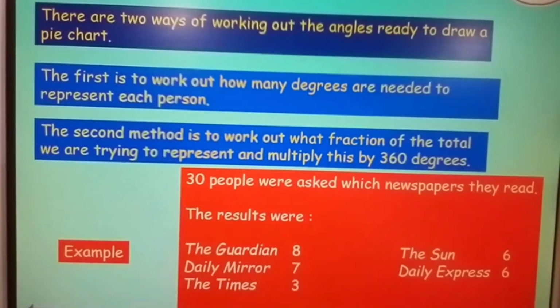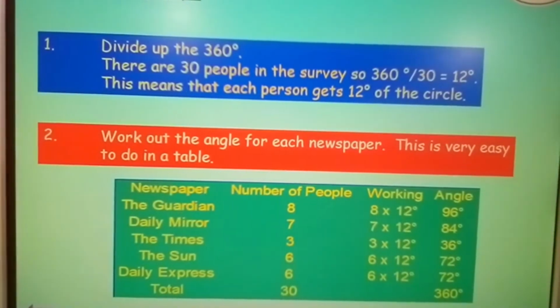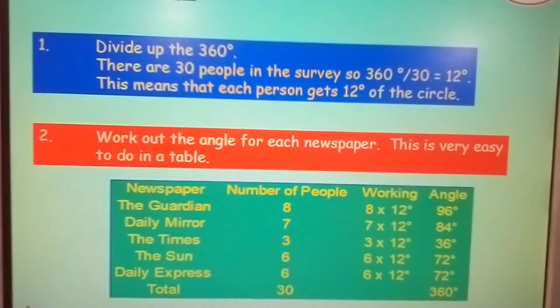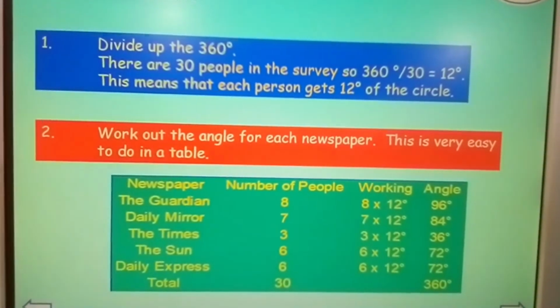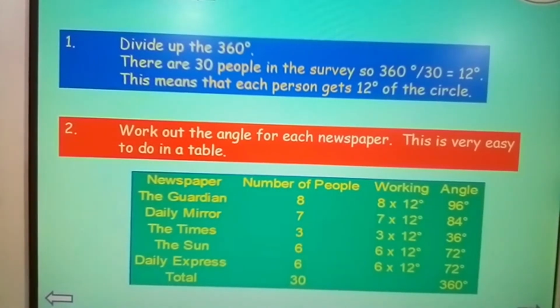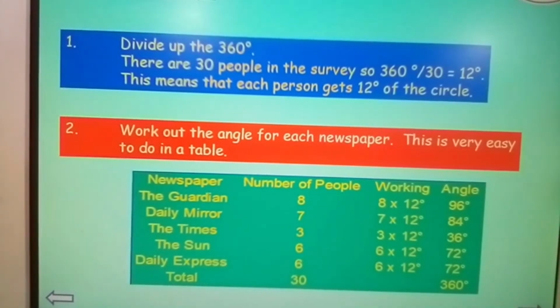Okay, so let's see what happens. Example using way 1. Divide up the 360. There are 30 people in the survey, so 360 divided by 30 equals 12 degrees. This means that each person gets 12 degrees of the circle.